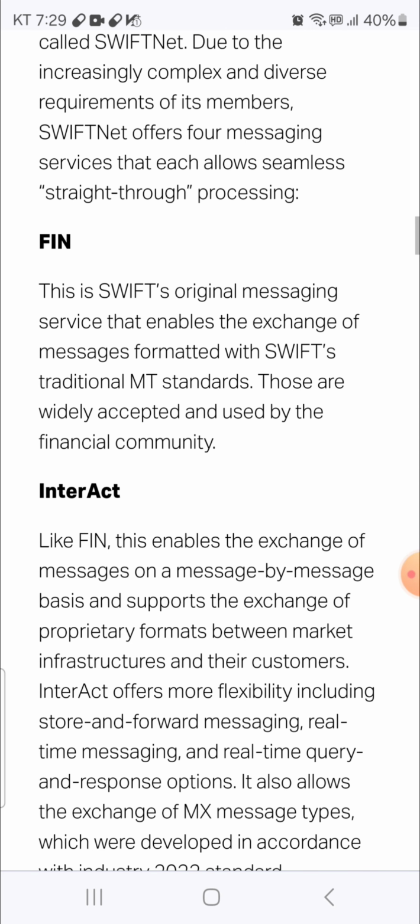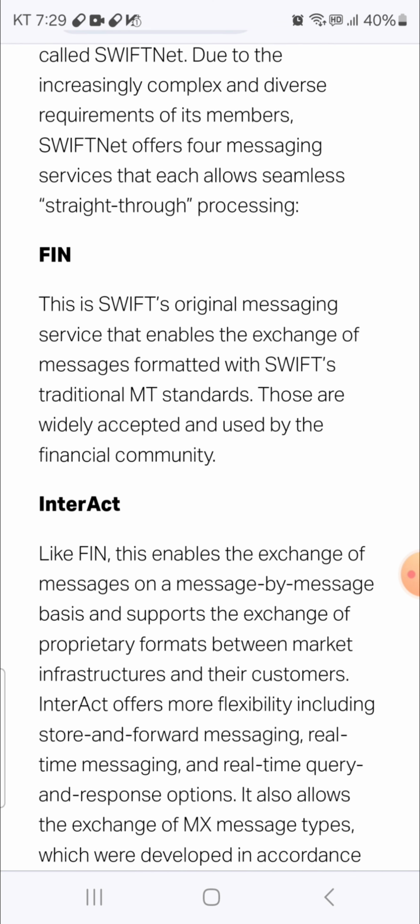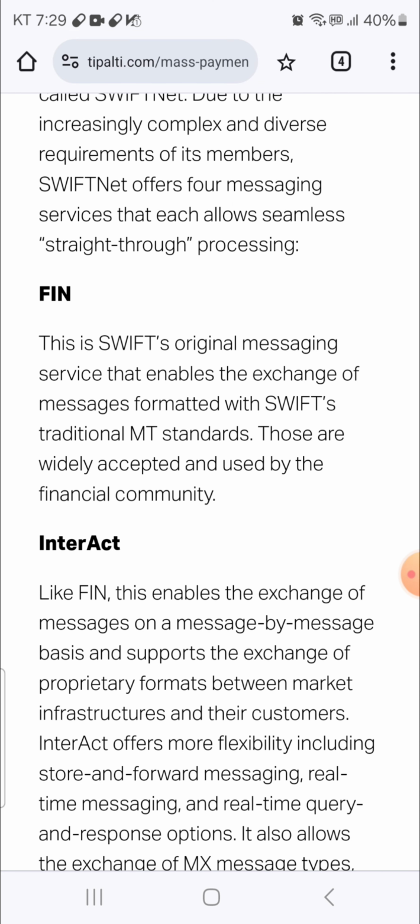FIN. This is SWIFT's original messaging service that enables the exchange of messages formatted with SWIFT's traditional MT standards. Those are widely accepted and used by the financial community, right? MT sounds like magnetic tape, right? Wrong? I don't know myself.